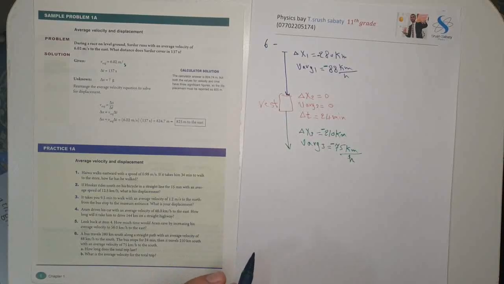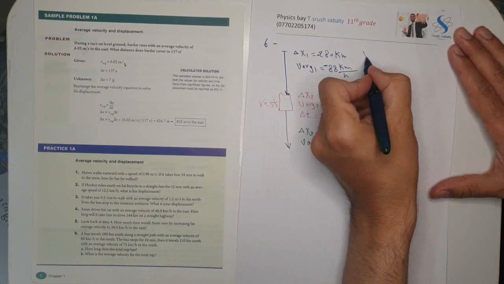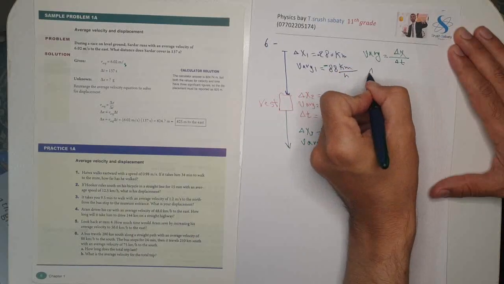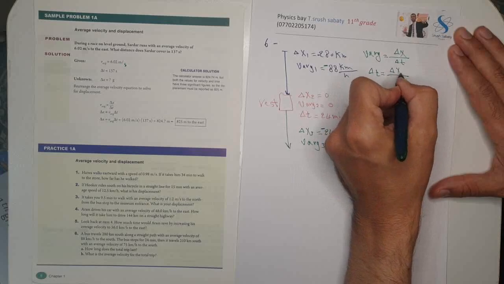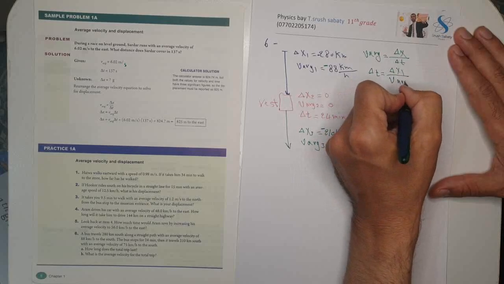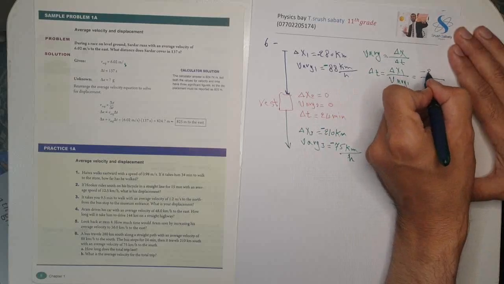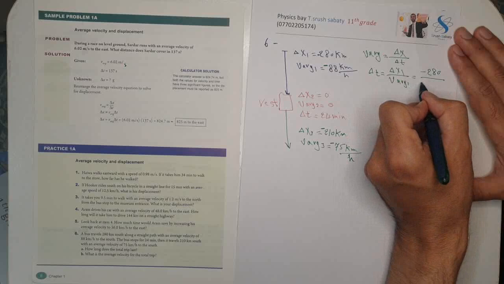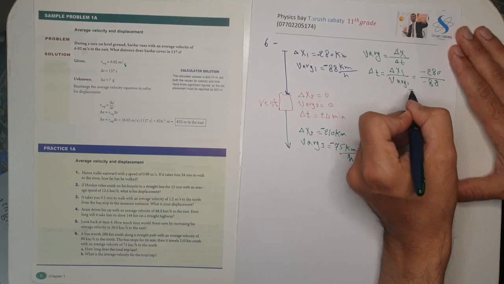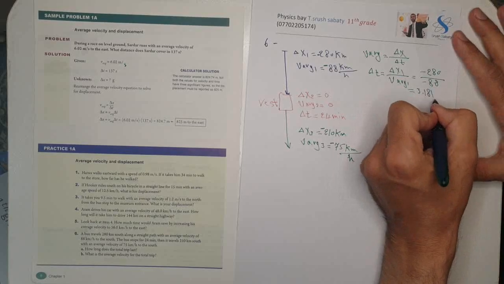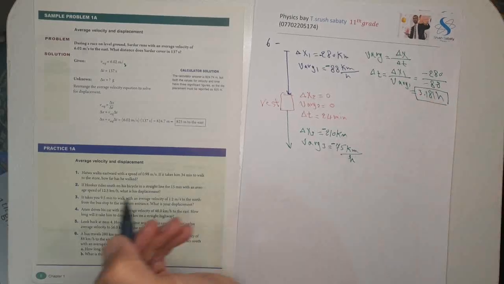V average is equal to delta x divided by delta t. So delta t is equal to delta x1 divided by v average 1. Delta x1 is equal to minus 280. So v average is equal to minus 88. So the result will be 3.3 hours.